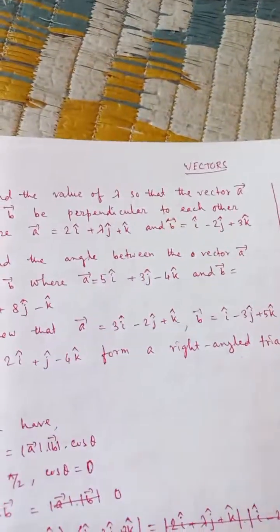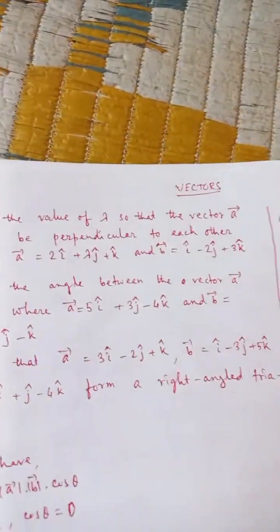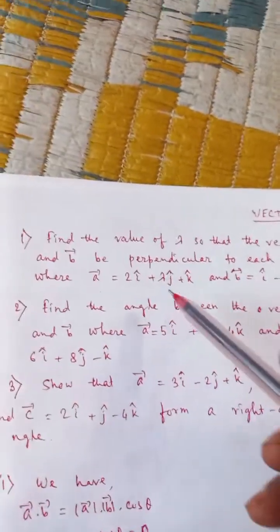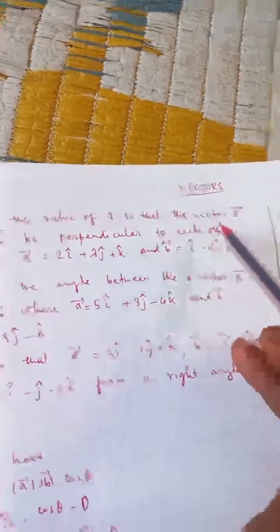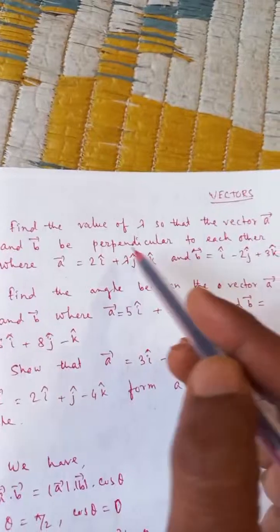Hello students, today our topic is vectors. Here are some problems related to vectors. Find the value of lambda so that vector A and vector B are perpendicular.